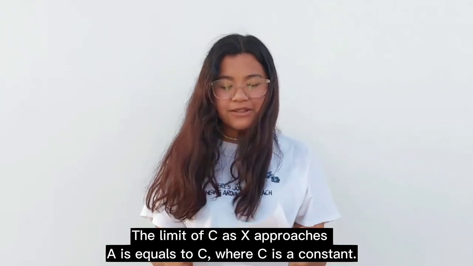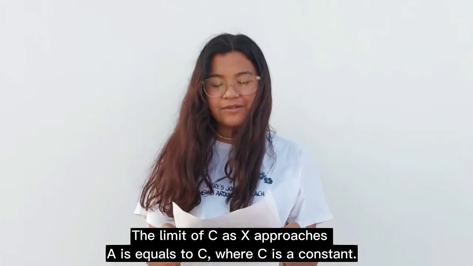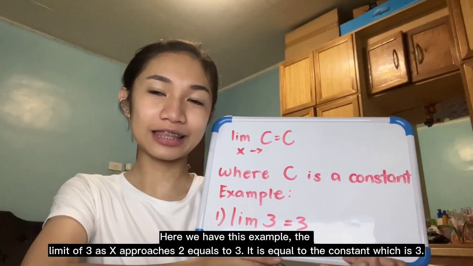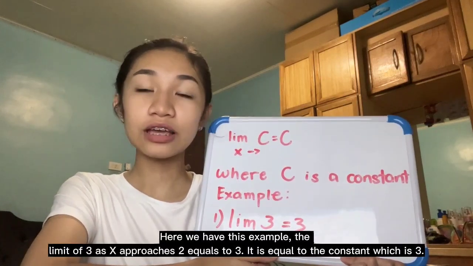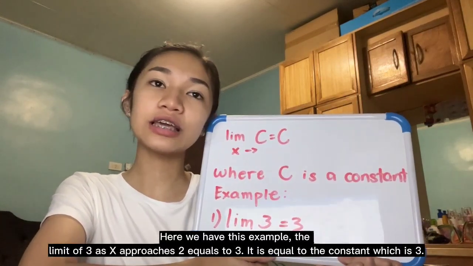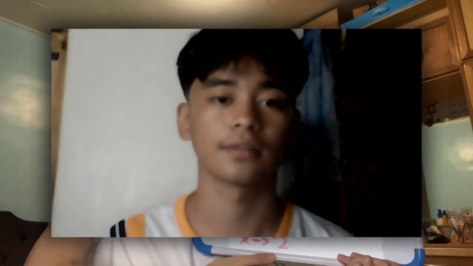Theorem 1. The limit of c as x approaches a is equal to c, where c is a constant. Here we have this example. The limit of 3 as x approaches 2 equals 3. It is equal to the constant, which is 3.